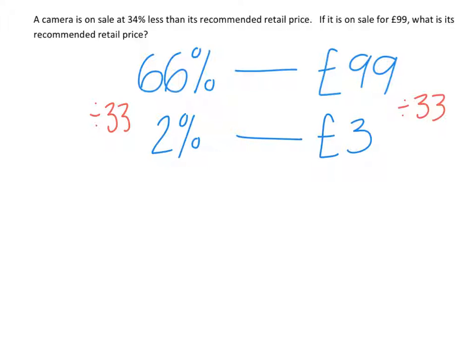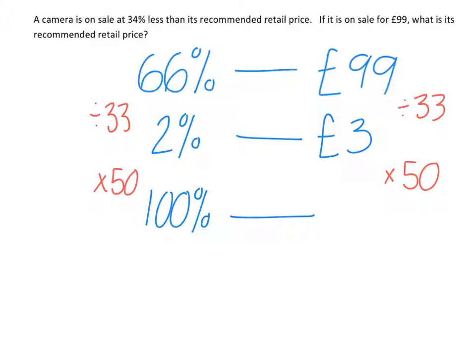Now we have a percentage, 2%, which we can easily multiply to go back to 100%. So we need to multiply by 50, and again we need to multiply by the same amount on the other side. So 50 times 2% gives us our 100% original retail price, and 3 times 50 gives us the original value, which is £150. That's the final answer to the question.